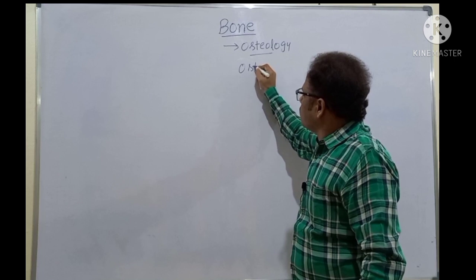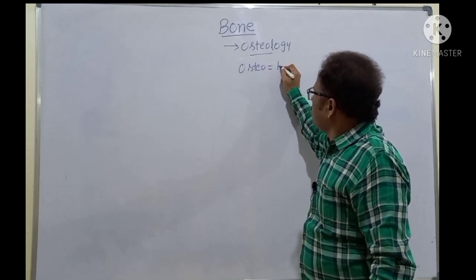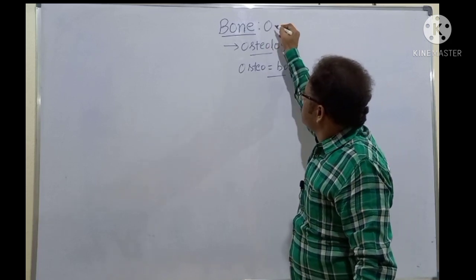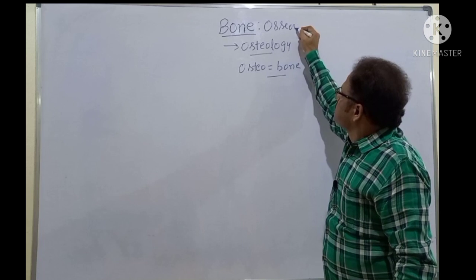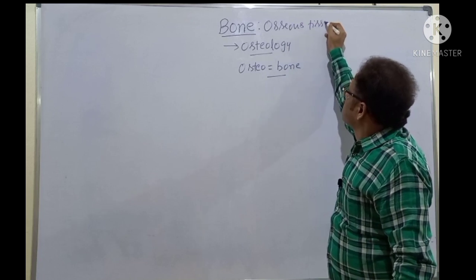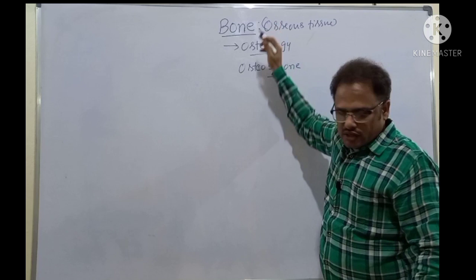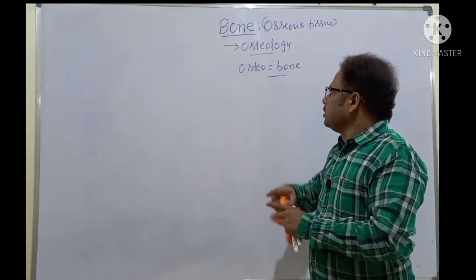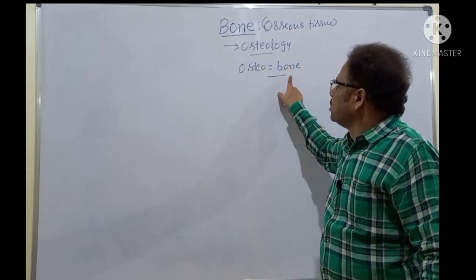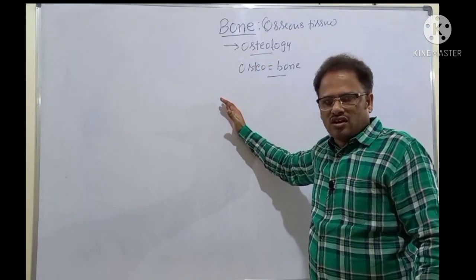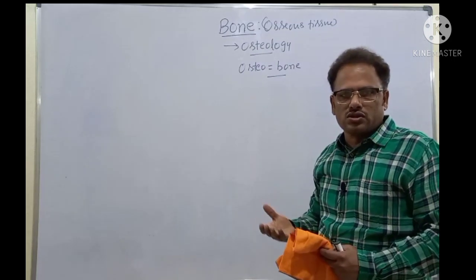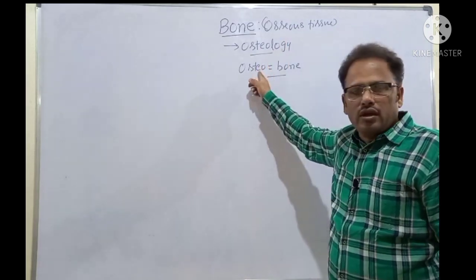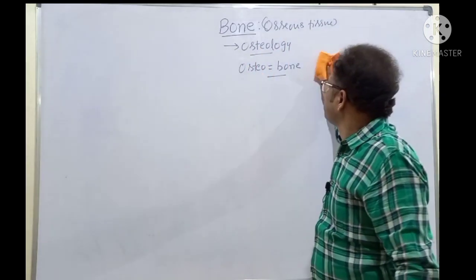Anything osteo means it's related to the bone. That's why bone is also called osseous tissue. Study of bone is called osteology. Anything osteo means bone. The unit of bone is osteon. Clear? The bone cells are called osteocytes, osteoblasts, osteoclasts. Anything bone means that should be an osteo. Clear, students?